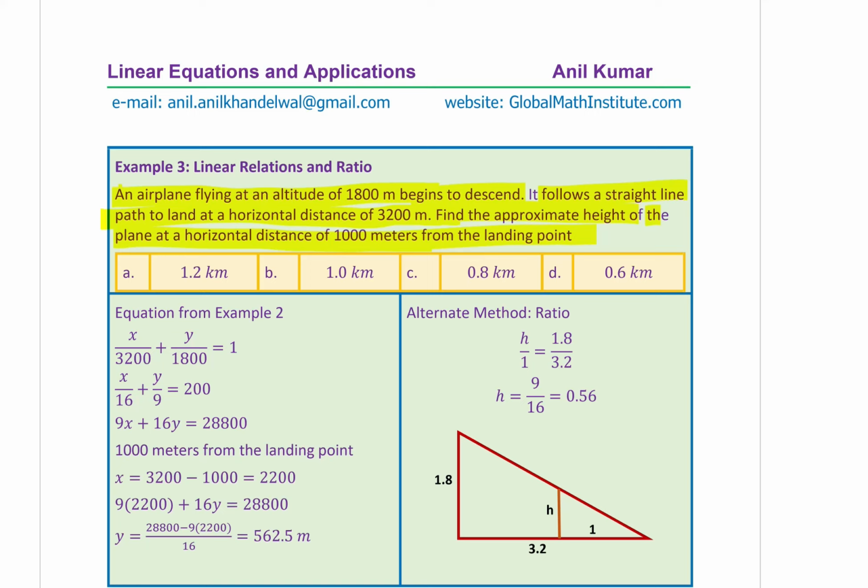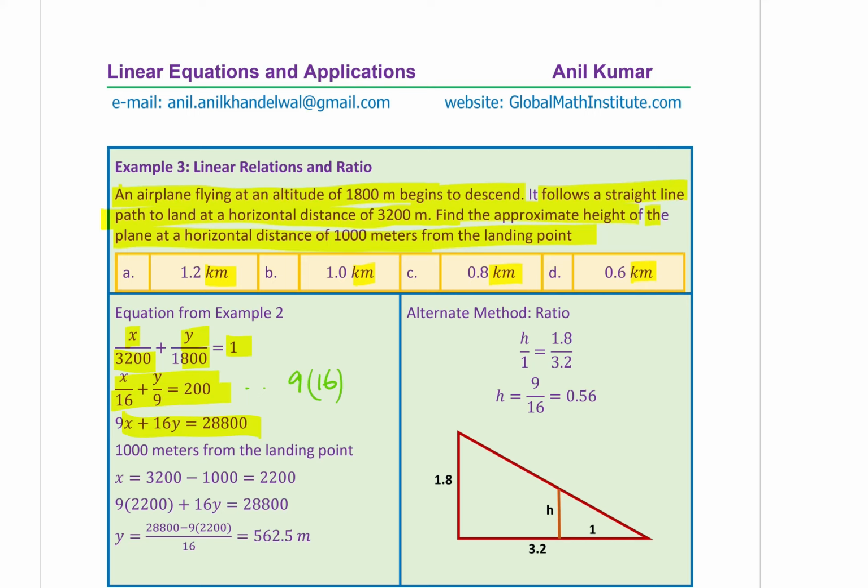Four choices are given to you. The choices have units as kilometers. So it's a good idea to think about converting the units to kilometers. You get the thing, right? So you could do that. Well, here we have the situation just as we began last time. So we got the same equation which we had last time, which could be written in this fashion. Multiplying all the terms by 9 times 16, correct? If you multiply everything by 9 times 16, then you can get rid of the fractions and get the result as shown here.